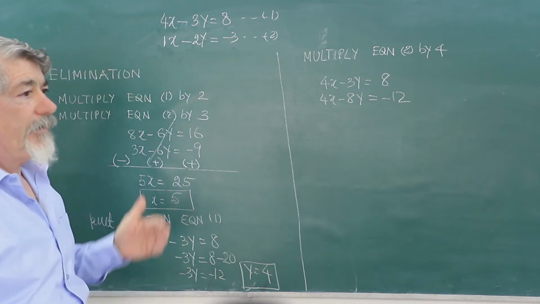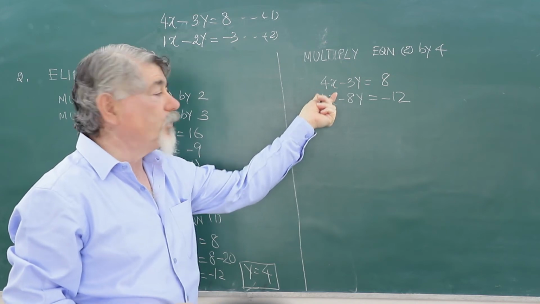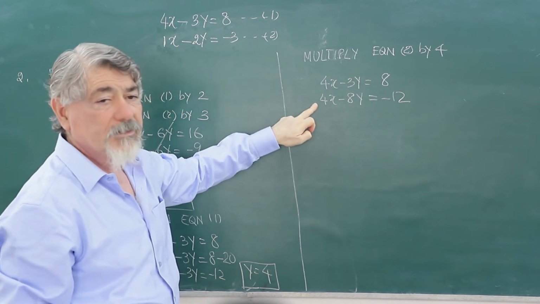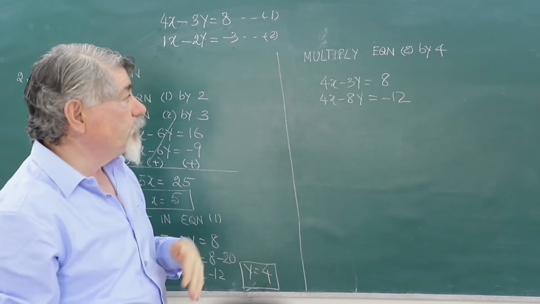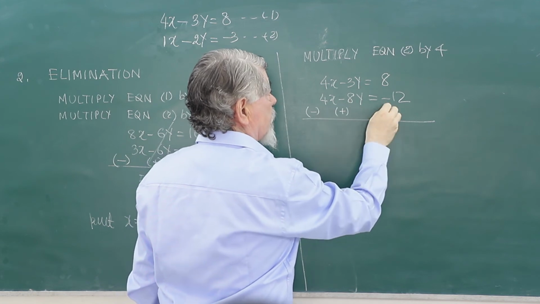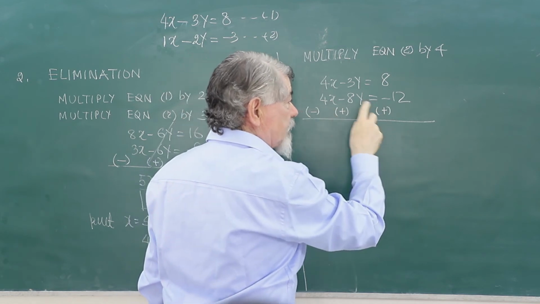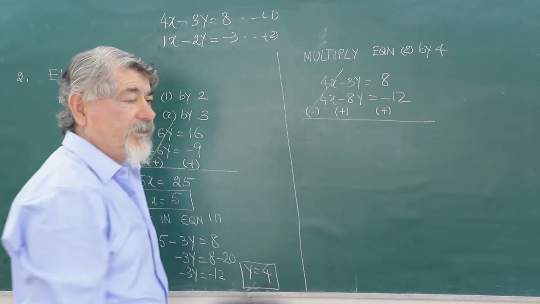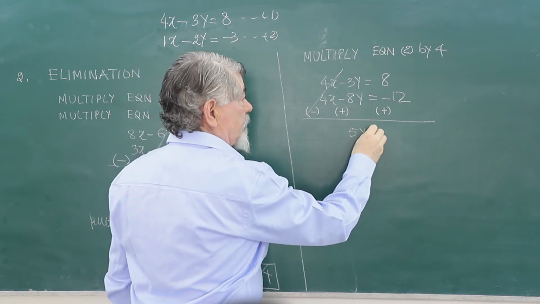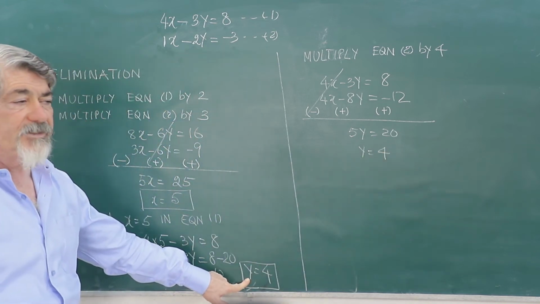Now both the equations have got the same coefficient of x. Coefficient of x in the first equation is 4. Coefficient of x in the second equation is 4. But this is plus 4, and this is plus 4 also. So to eliminate them, I will subtract. I will change the sign. This was plus, it became minus; it was minus, it became plus. So this term will be eliminated. You will get 8y minus 3y, that is 5y, that will be 20. So y will be 4, like it was here.